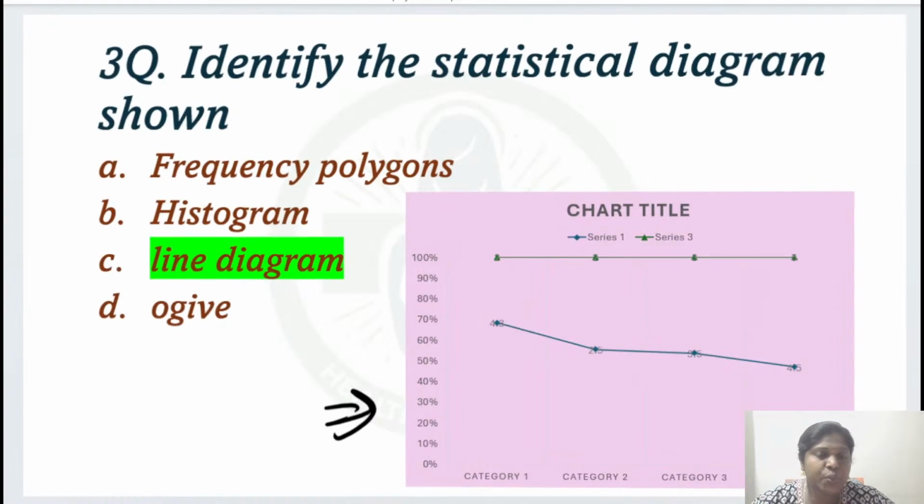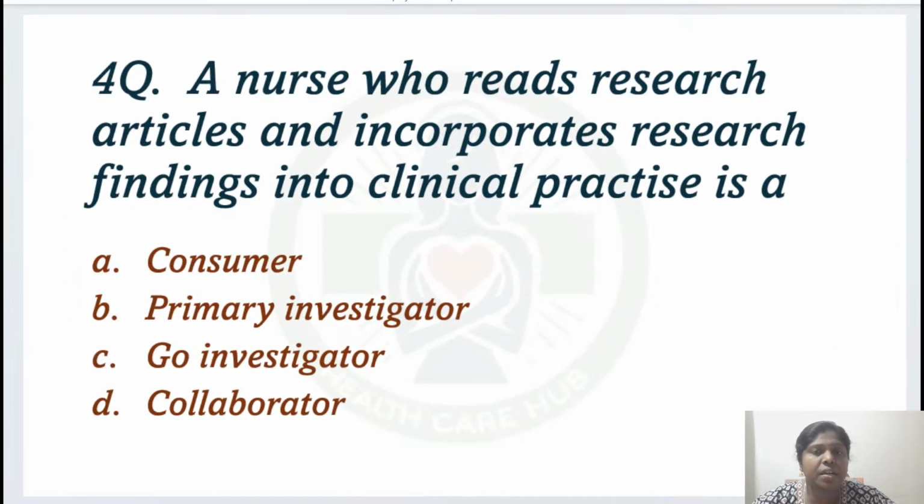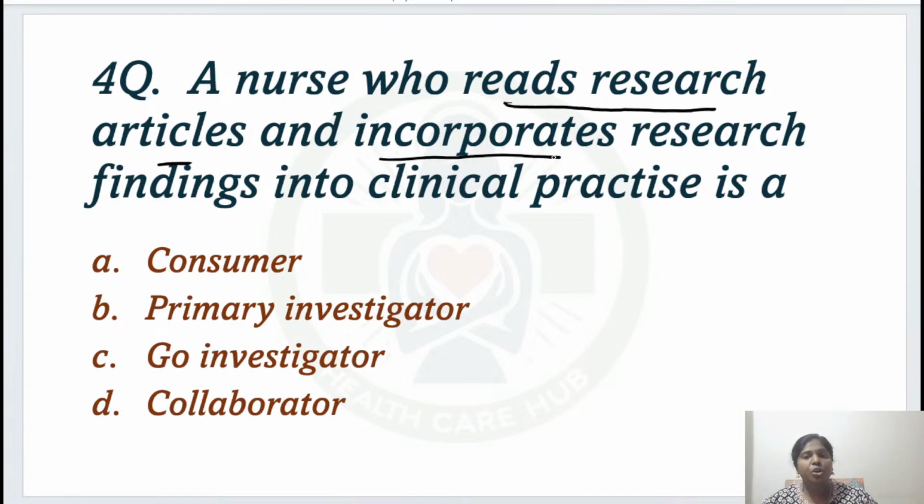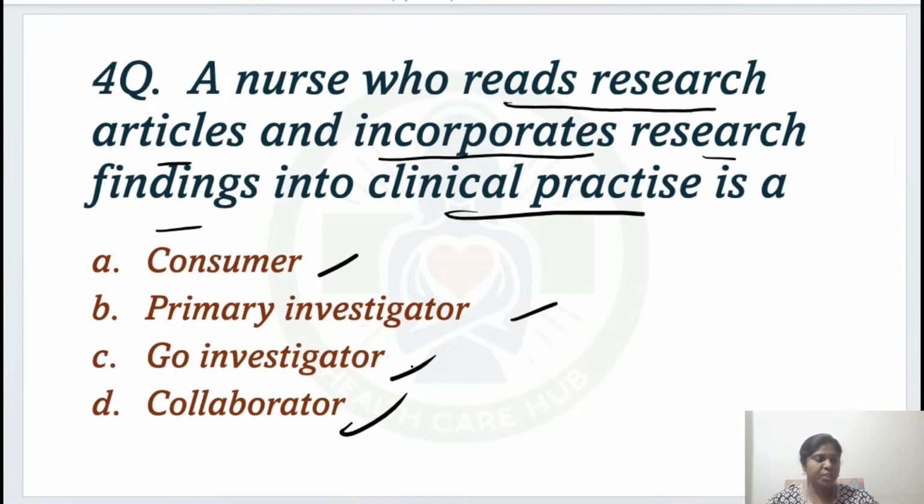Okay, then the next question, fourth question. A nurse who reads research articles and incorporates research findings into clinical practice is a what? Whatever she has prepared and is incorporating into clinical practice, this is called what? Is it a consumer, primary investigator, co-investigator, or a collaborator? Which one? Fourth question.